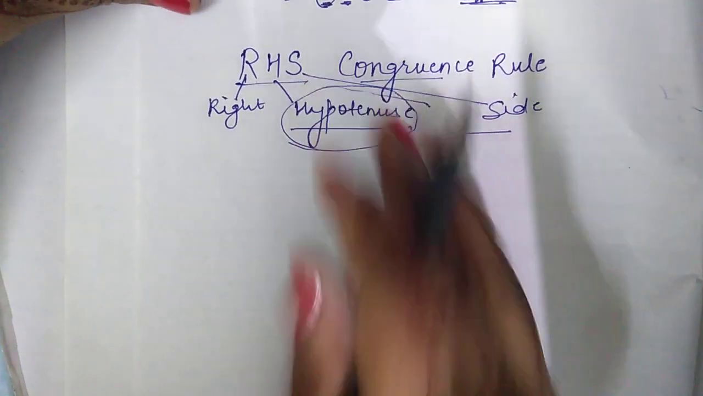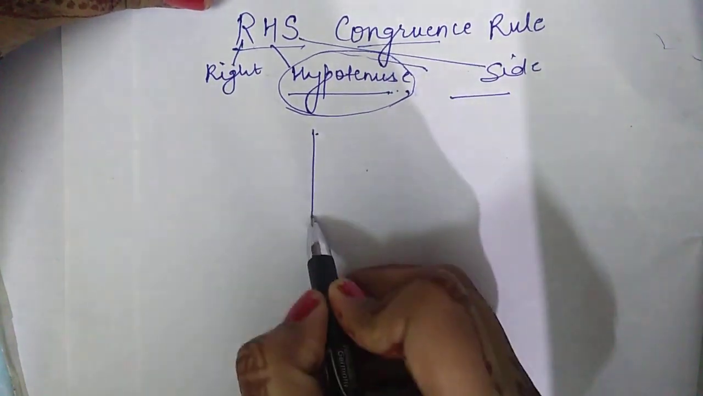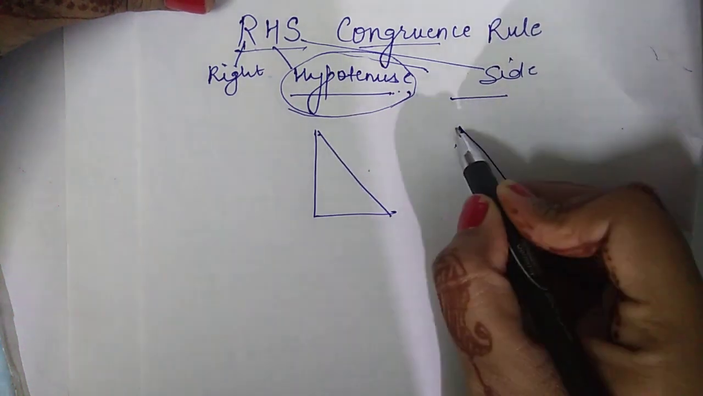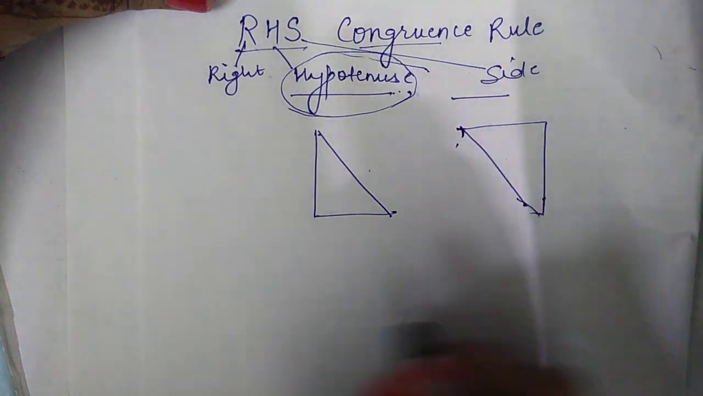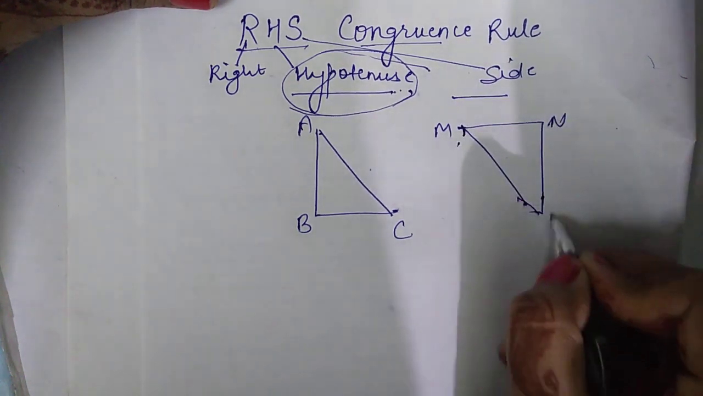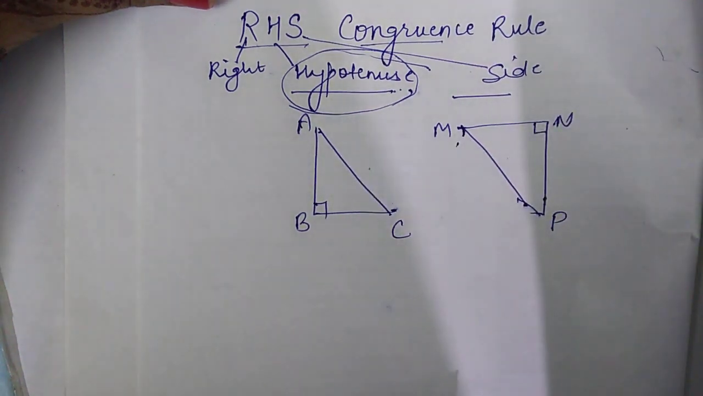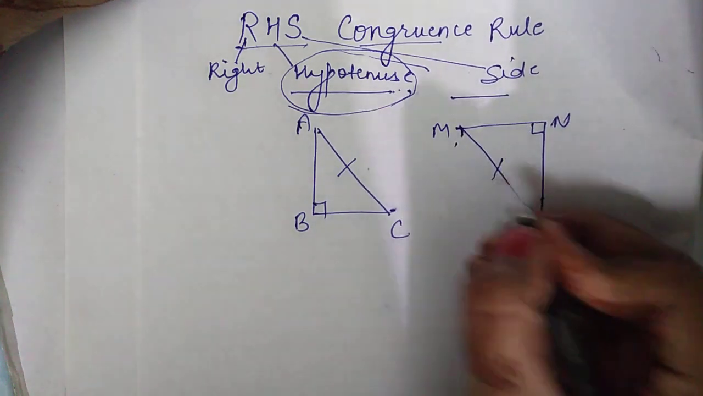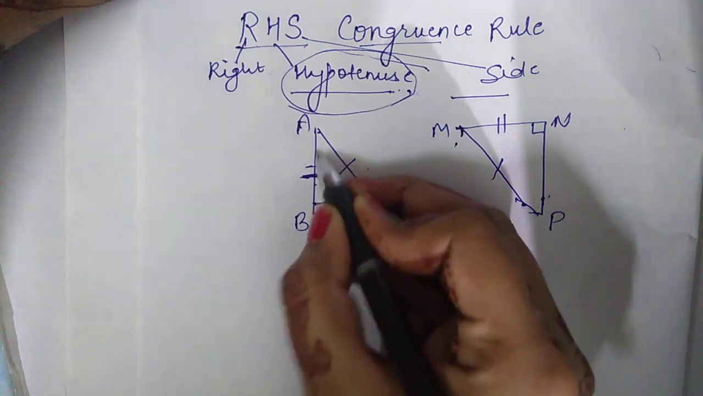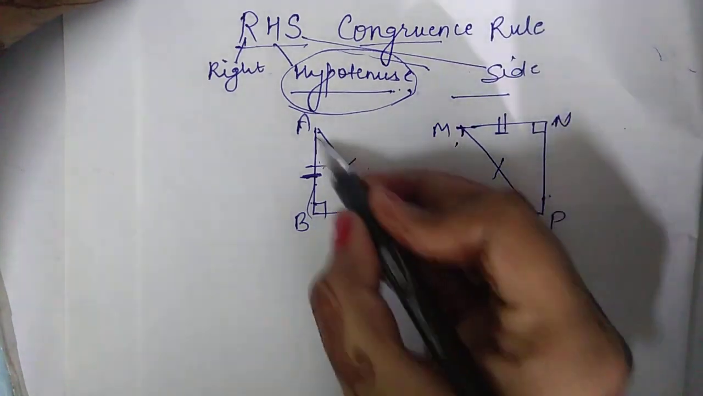Okay, what this states: suppose this is a right angled triangle, and take this as a right angled triangle, this is also 90 degrees. These are two right angled triangles, say ABC and this is MNP. Here this angle is 90 and here this angle is 90, and I am saying this side is equal to this, and this side is equal to this. I have marked two lines in between, so this side is equal to this, and this side is equal to this.